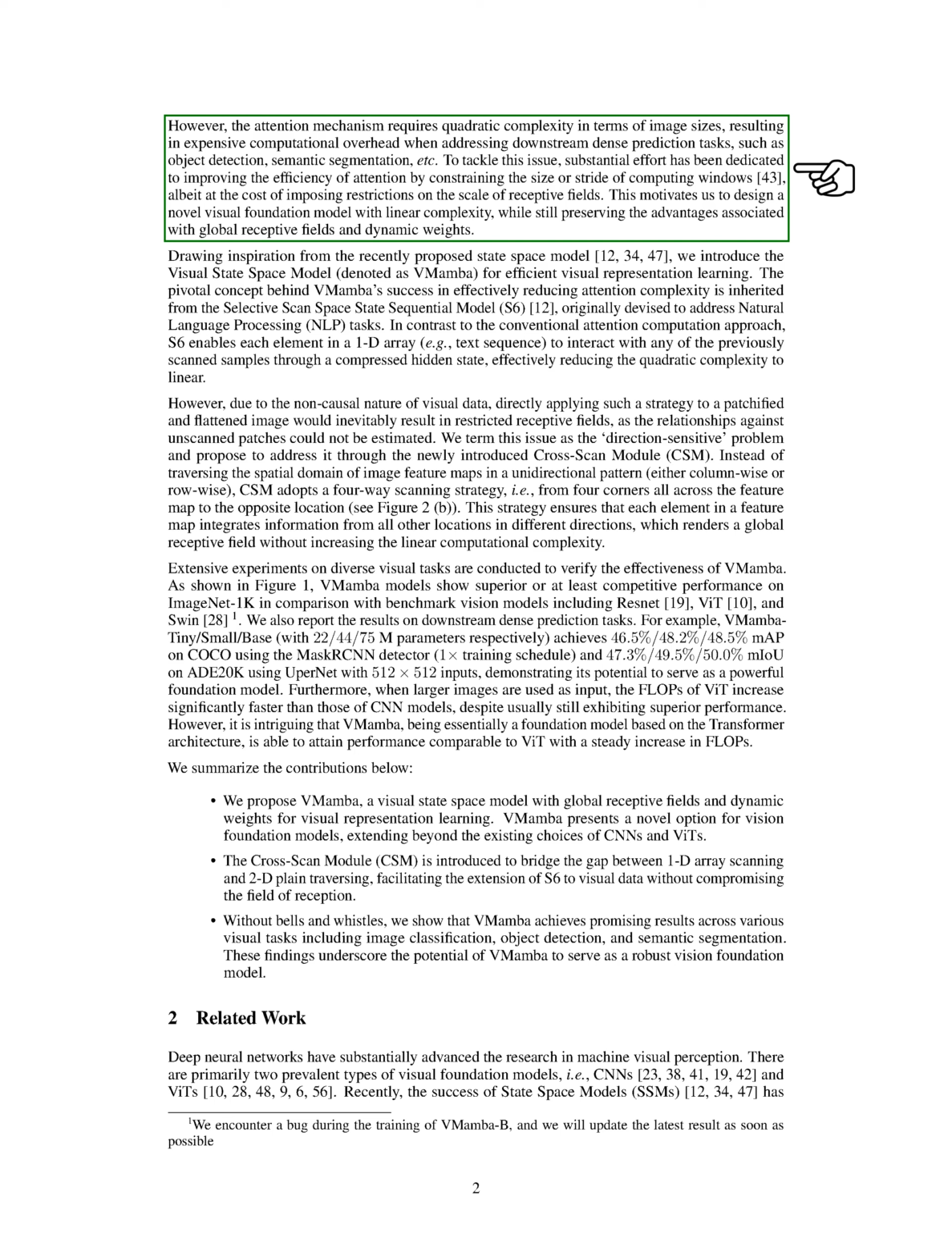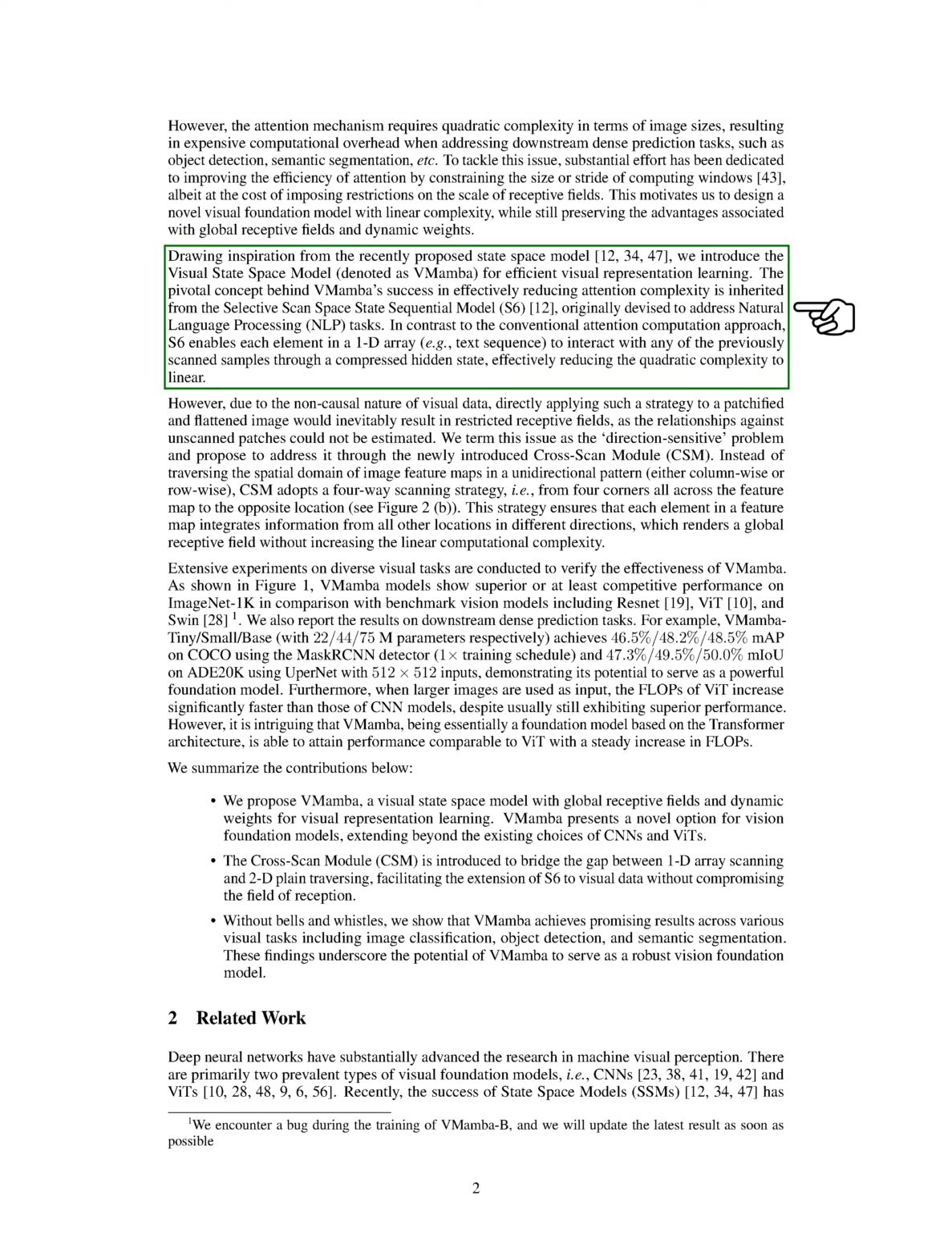This challenge inspired us to create a new visual foundation model that maintains the benefits of global receptive fields and dynamic weights, but with linear complexity. We drew inspiration from the recently proposed state-space model and developed the visual state-space model, V Mamba, for efficient visual representation learning. The key to VMamba's success in reducing attention complexity comes from the selective scan space-state sequential model, S6, which was originally designed for natural language processing, NLP, tasks.